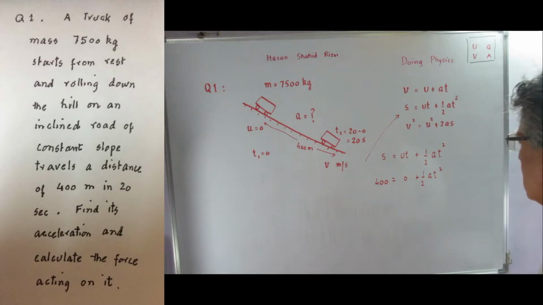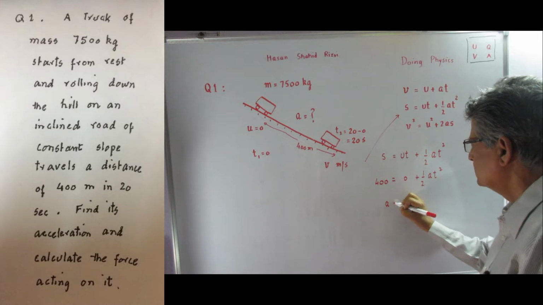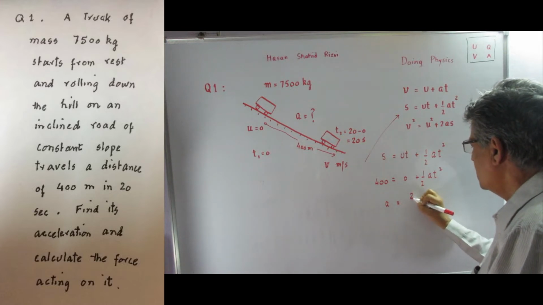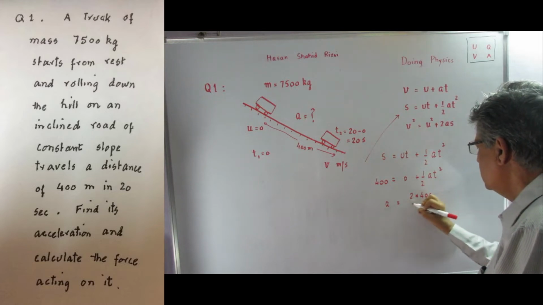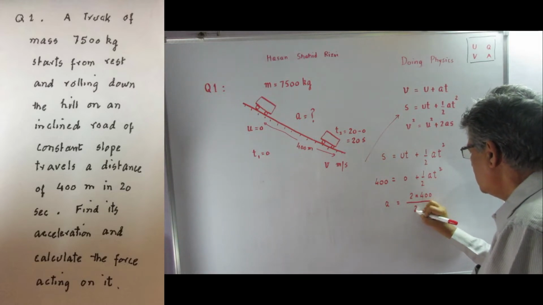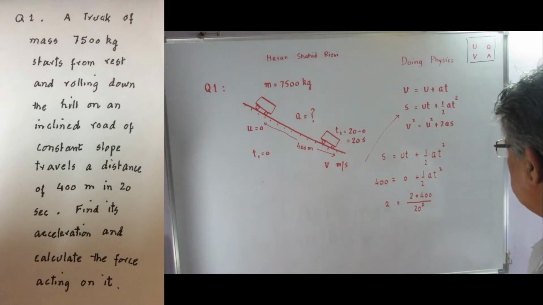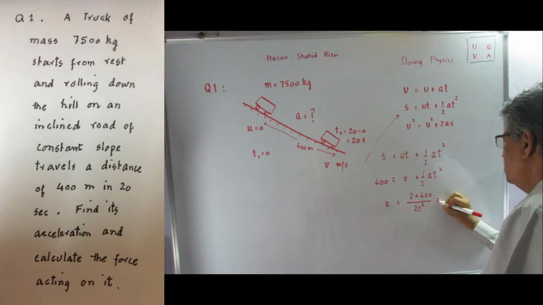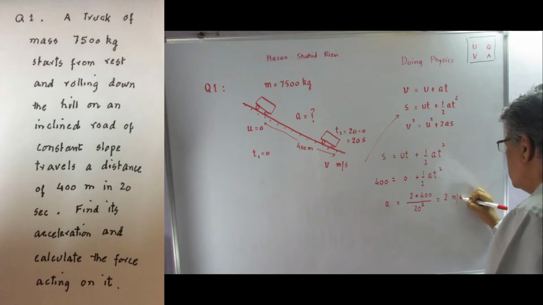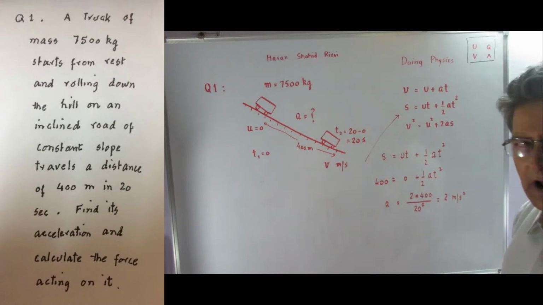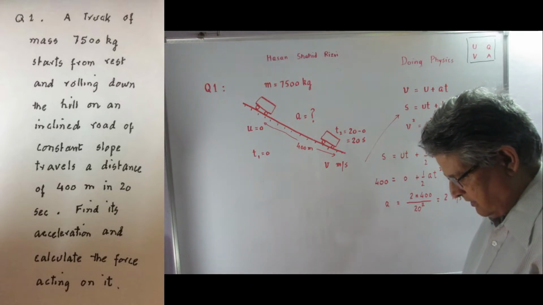So therefore my acceleration will become equal to, I can write 2 into 400 divided by 20 square, which is again 400. So this turns out to be equal to 2 meter per second square. Simple calculation.